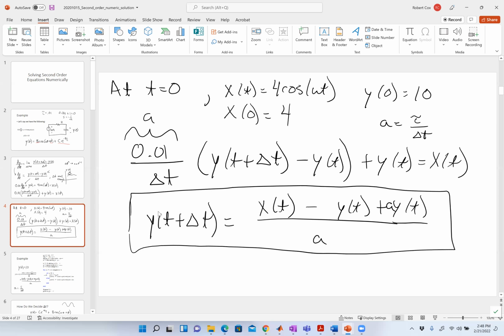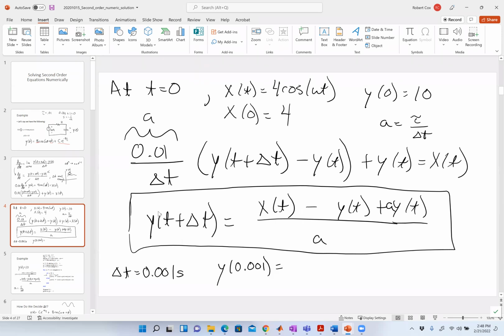So at time t equal to 0, I'm solving for the value of y at time 0 plus delta t. For the sake of argument, let's say delta t is equal to 1 millisecond, so 0.001 seconds. So what am I going to do? I'm going to use this formula. Using x at time t equal to 0 and y at time t equal to 0, I'm going to get y at 0.001.